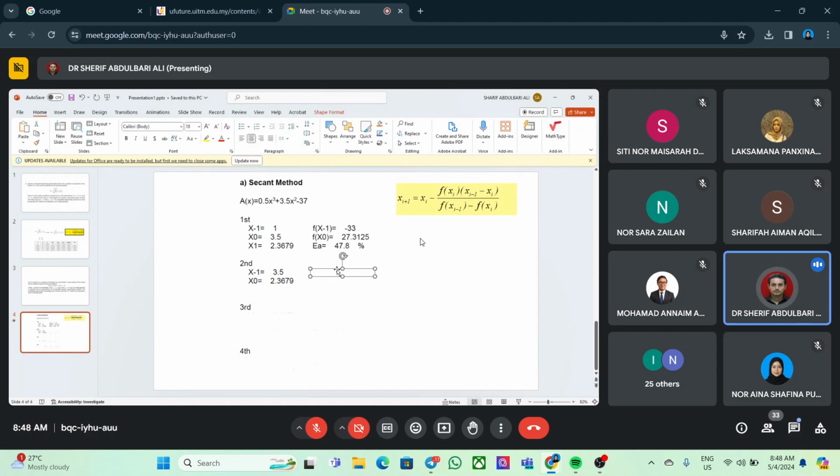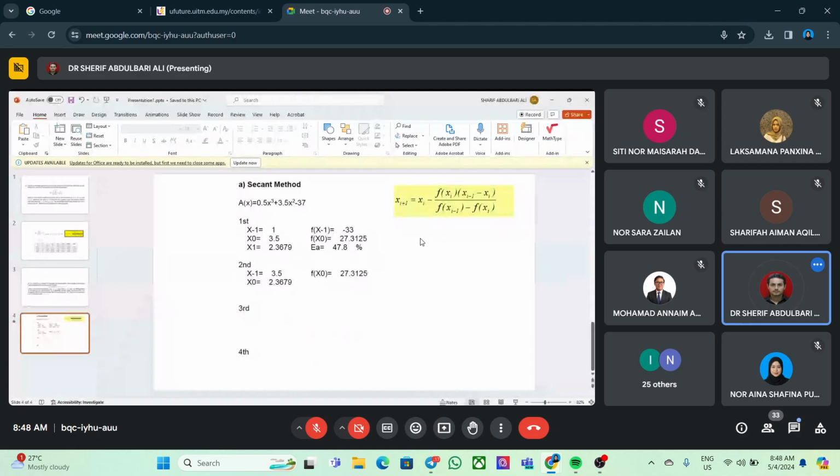So this means you already calculated this. So you need now to find what's the answer when this function is equal to 2.36. So find the answer and try to find the answer of x plus 1 and calculate the error. Okay, take your time.